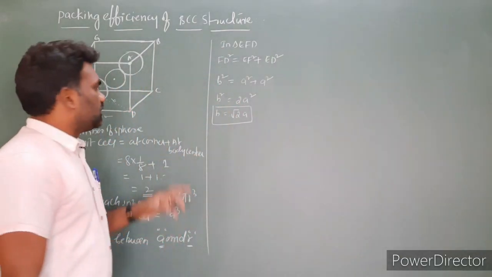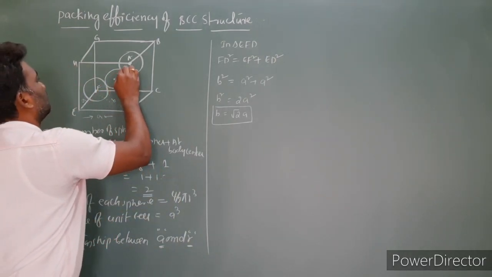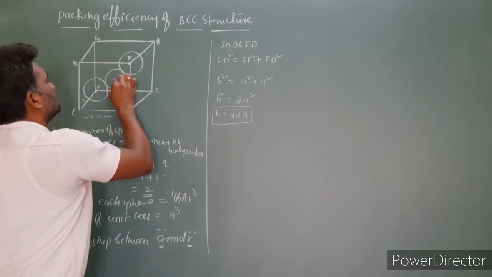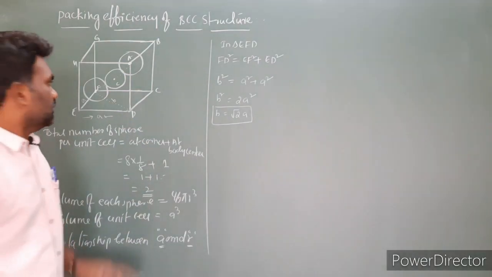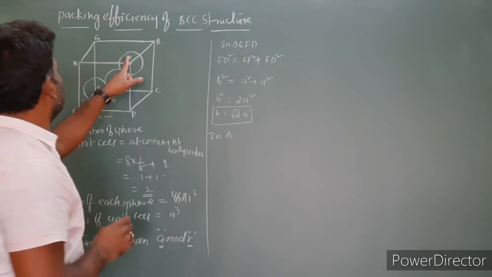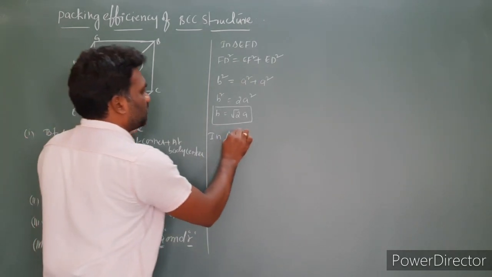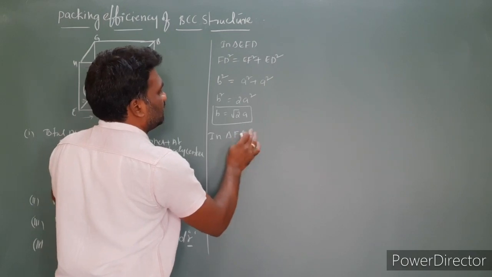Next we have to find out the body diagonal from here to here. So this is the body diagonal. This body diagonal I am labeling as a small c. So in triangle FAD, from the triangle FAD or ADF, you can take.